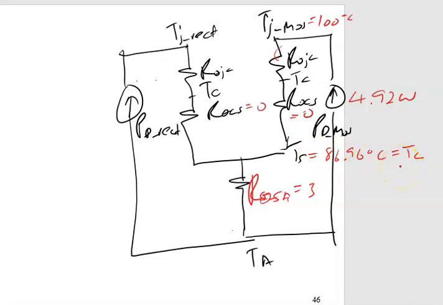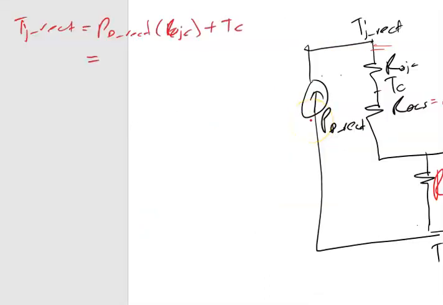So from here we shall see what is happening at this TJ rectifier. The equation will be TJ rectifier is equal to PD rectifier times R-thermal JC of rectifier plus TC. TJ rectifier we need to find, because the others are known already. We know this TC, same as TS, 86.96. The R-thermal JC is obtained from your rectifier datasheet.